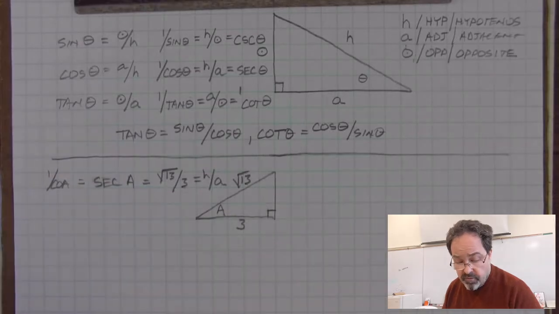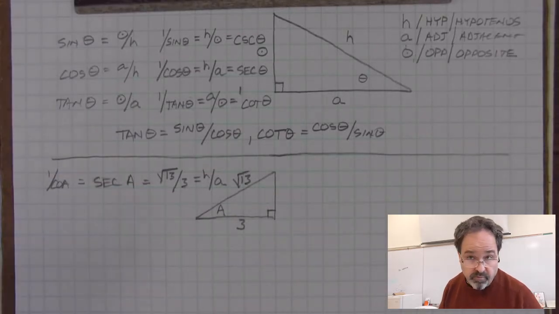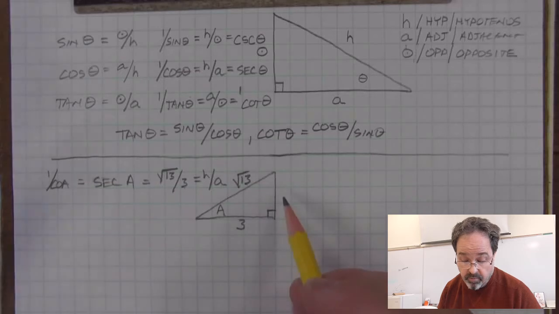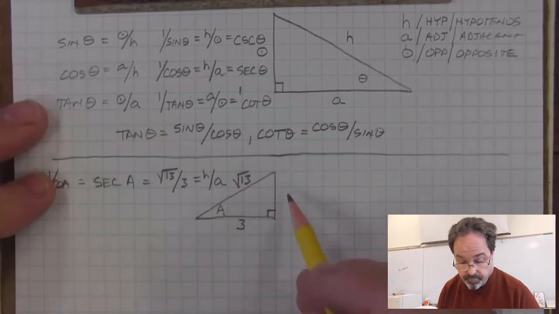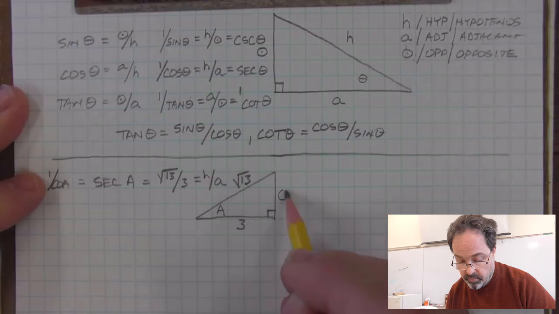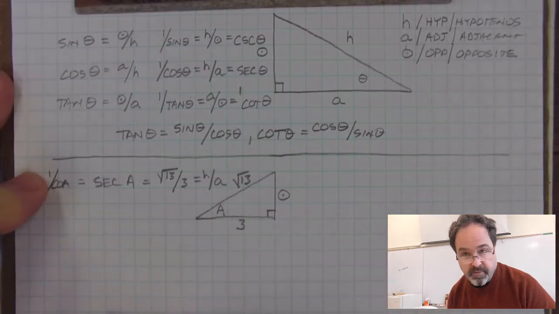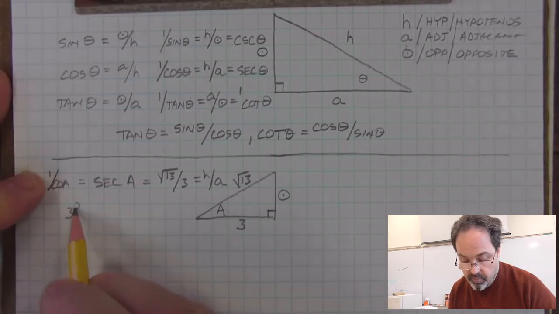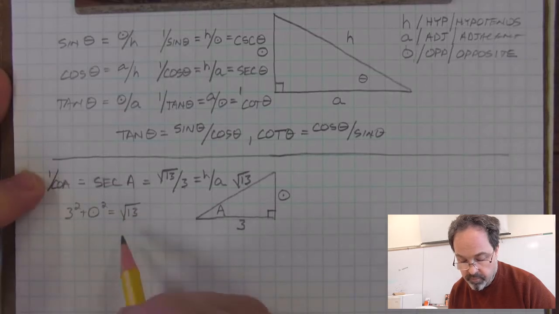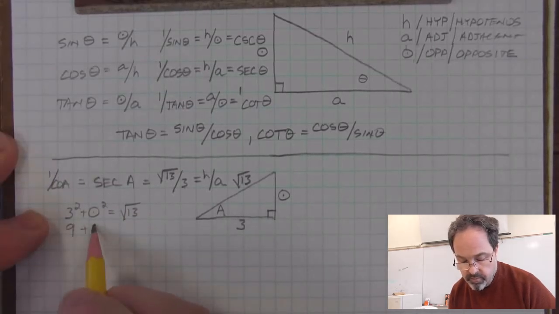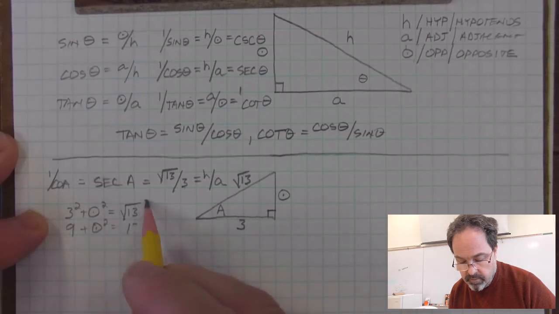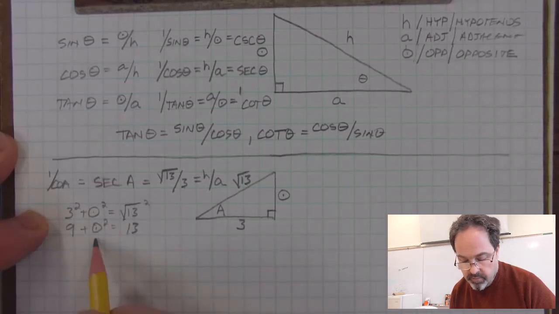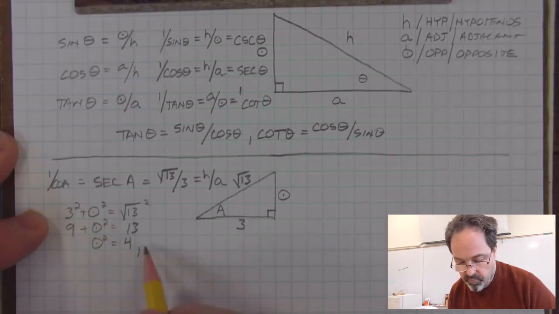How does this help us? Well, if we use this information to identify two sides of the triangle, we can find and then label a third side with the Pythagorean theorem. The third side we're going to call O for opposite that angle A. In the Pythagorean theorem then, we have leg squared plus the other leg squared is equal to the hypotenuse squared. And a quick calculation, 13 minus 9 is the opposite squared, and 13 minus 9 is 4.